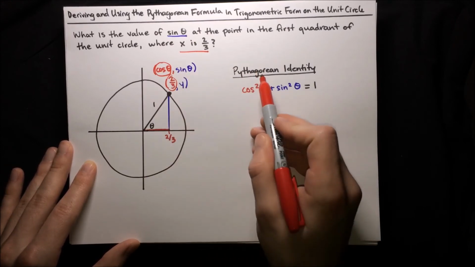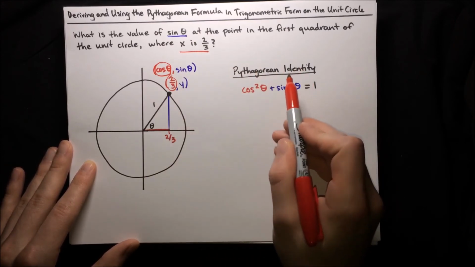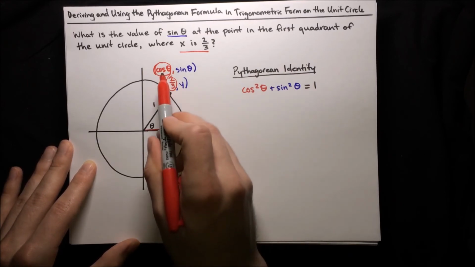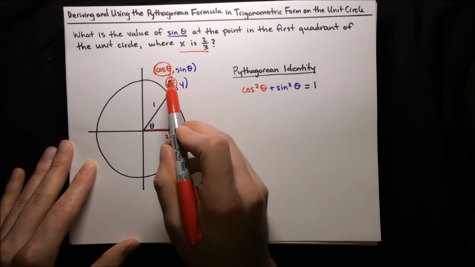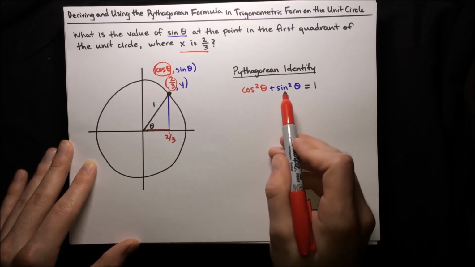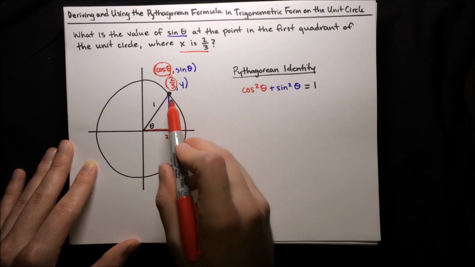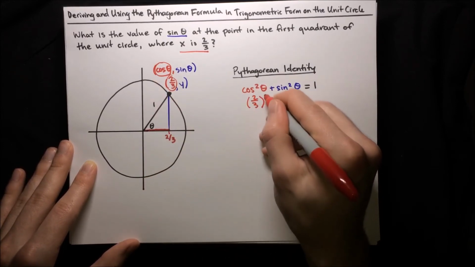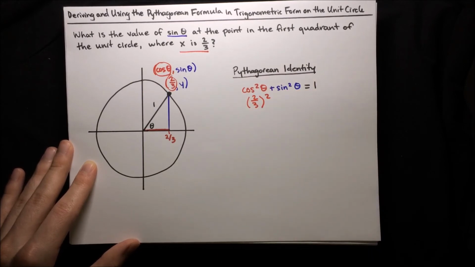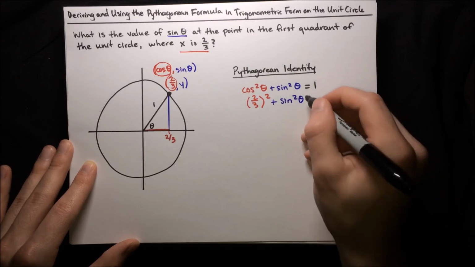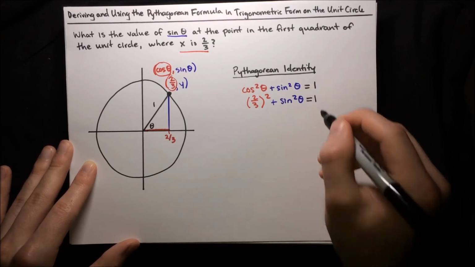Well, we can use the Pythagorean identity. That gives us an equation relating cos theta and sine theta, and we know cos theta, so we can just substitute in 2/3 into this Pythagorean identity and then solve for sine theta. So let's go ahead and do that. So let's substitute in 2/3. We've got 2/3 squared plus sine squared theta is equal to 1.